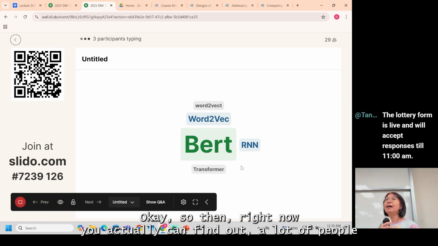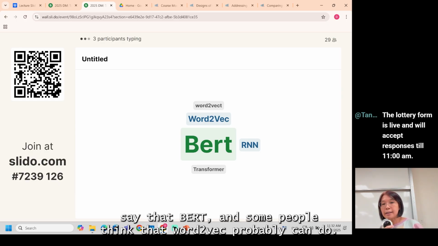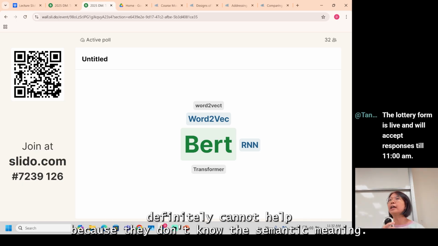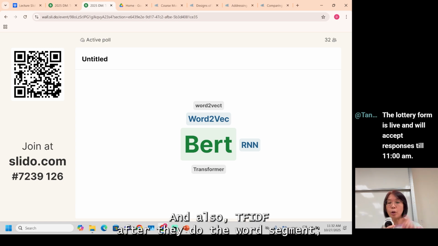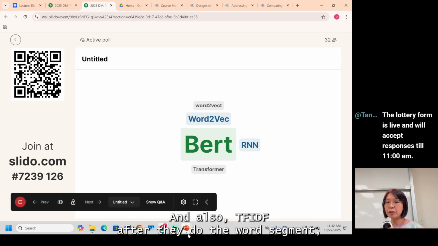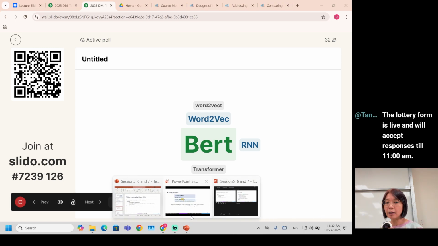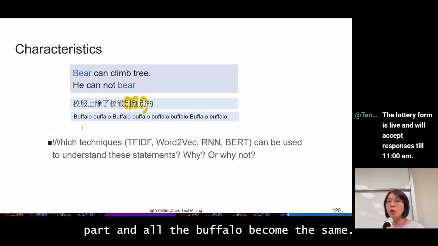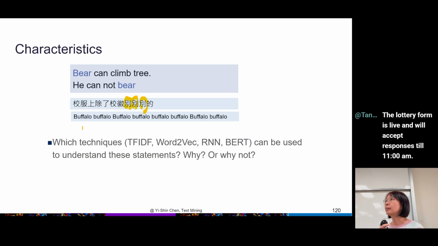Okay, so right now you can find out a lot of people say BERT, and some people think word2vec probably can do it, and no one is actually talking about TF-IDF. I'm glad at least you know TF-IDF definitely cannot help because it doesn't know the semantic meaning. After the word segmentation, they do the bag of words part, and all the buffalo become the same. So that is why they cannot do it.